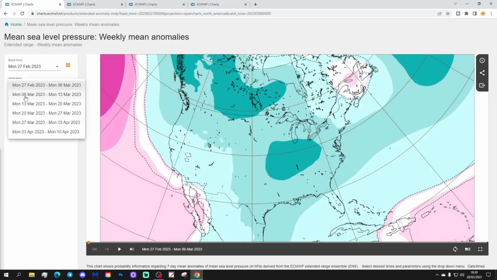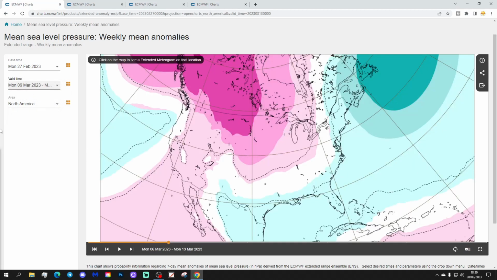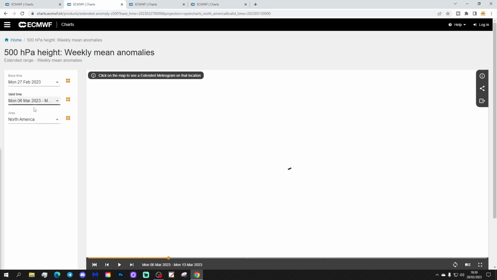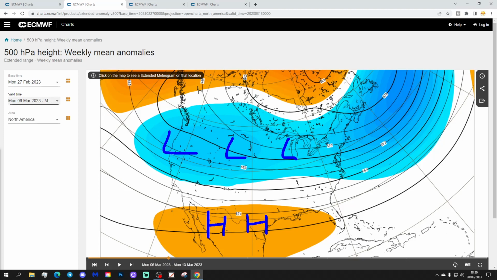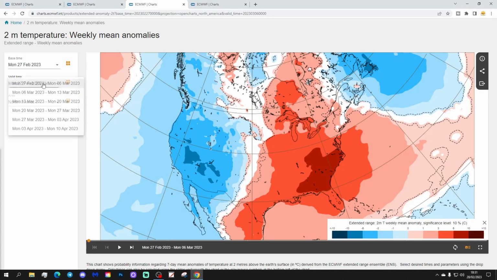Right, week 2 will be the 6th to the 13th of March. Here we go. High pressure then building in from Canada into northern parts of America. You would think that will start to bring down some colder air maybe in some of these midwestern and eastern states. What are the 500 millibar heights doing? That shows we've got an area of above average heights through southern parts of America, below average heights extending in from the west to the east coast.